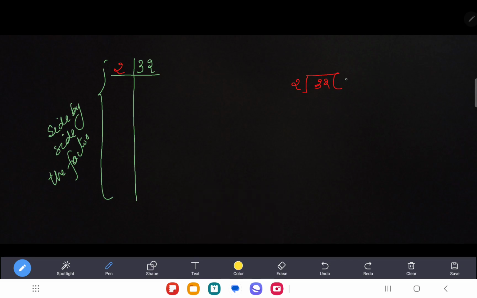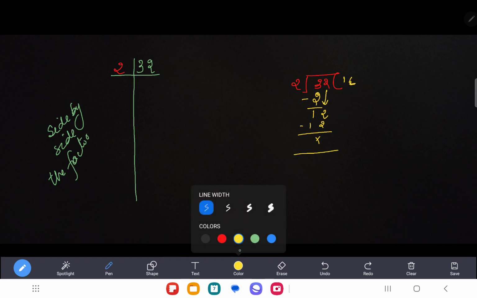2 times 1 is 2. Minus, get 1. Bring down 2. 2 times 6 is 12. You understand my point? Yeah. So what do you think it shall be? 16. So 2 times 16.